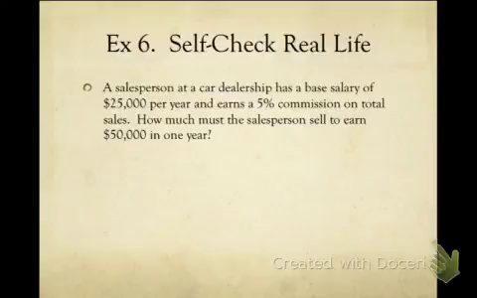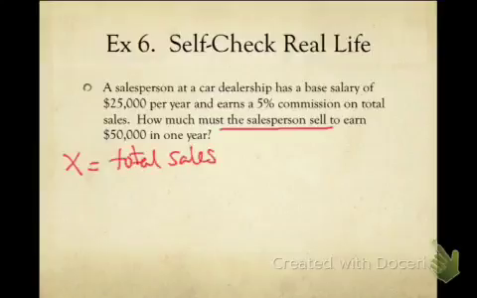Okay, so let's look at this problem. It says a salesperson at a car dealership has a base salary of $25,000 per year and earns a 5% commission yearly on total sales. How much must the salesperson sell to earn $50,000 in 1 year? So the question is saying, how much must the salesperson sell? So our X equals the total sales. That's what I don't know.